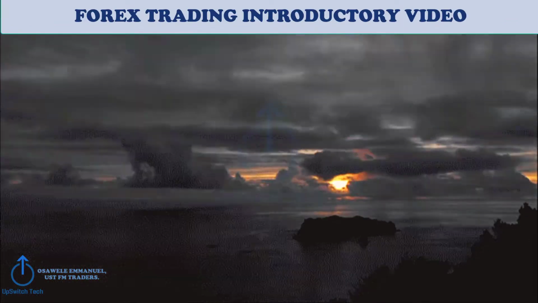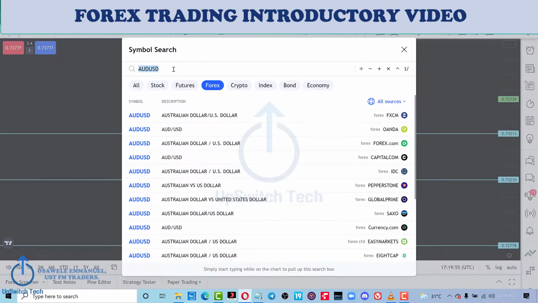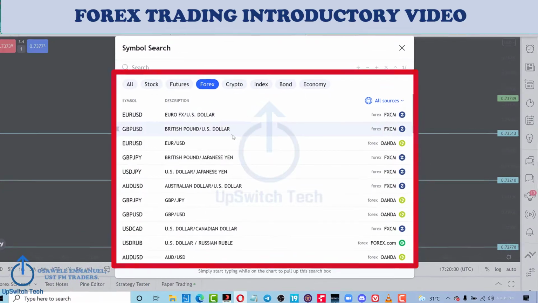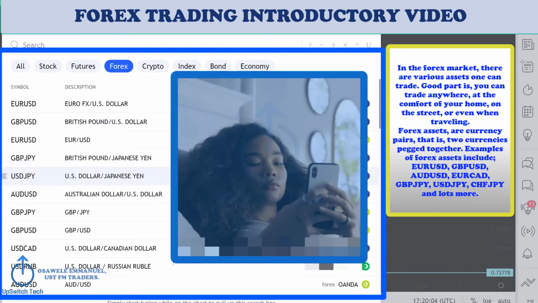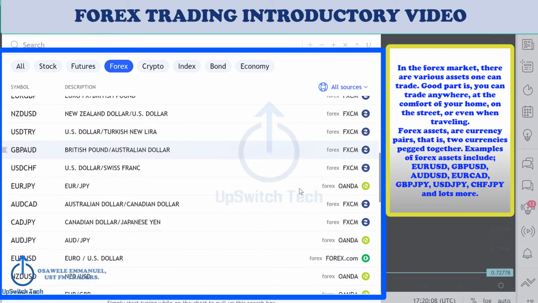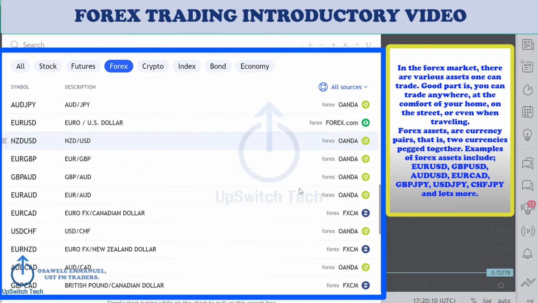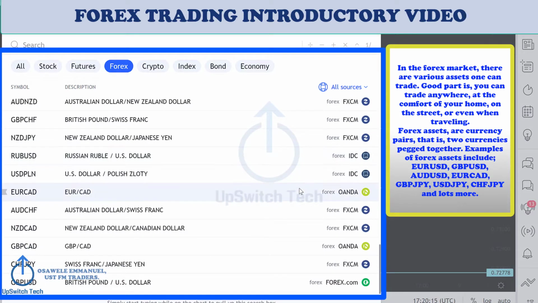Over 10 million persons on Earth trade the foreign exchange market, known as the Forex market. In the Forex market, there are various assets one can trade. The good part is, you can trade anywhere: at the comfort of your home, on the street, or even when traveling. Forex assets are currency pairs, that is, two currencies pegged together.